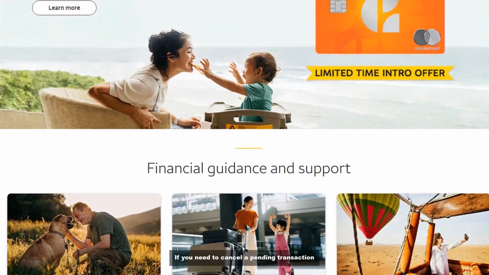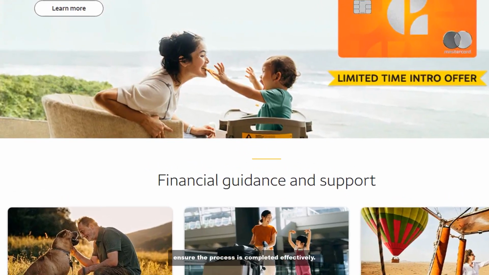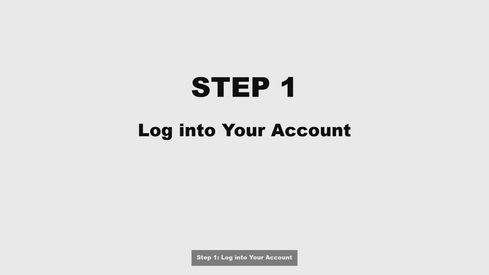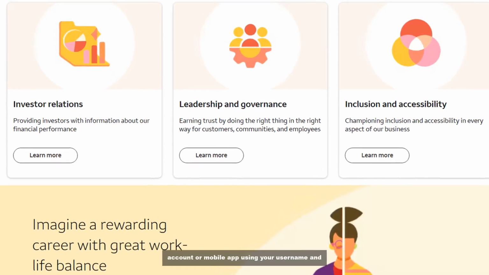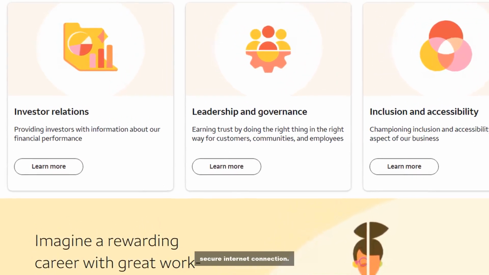If you need to cancel a pending transaction with Wells Fargo, follow these steps to ensure the process is completed effectively. Step 1. Log into your account. Access your Wells Fargo online banking account or mobile app using your username and password. Make sure you are connected to a secure internet connection.